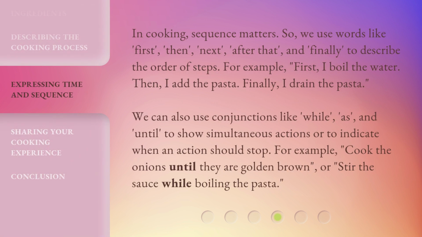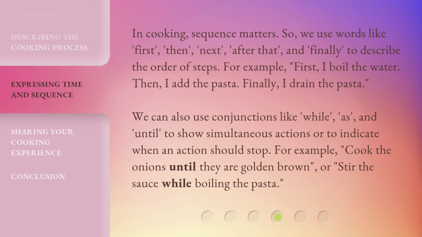In cooking, sequence matters. So, we use words like first, then, next, after that, and finally, to describe the order of steps. For example, first, I boil the water. Then, I add the pasta. Finally, I drain the pasta.